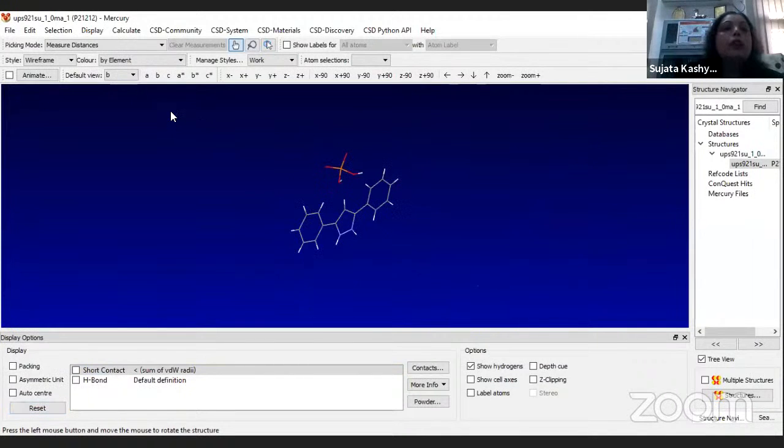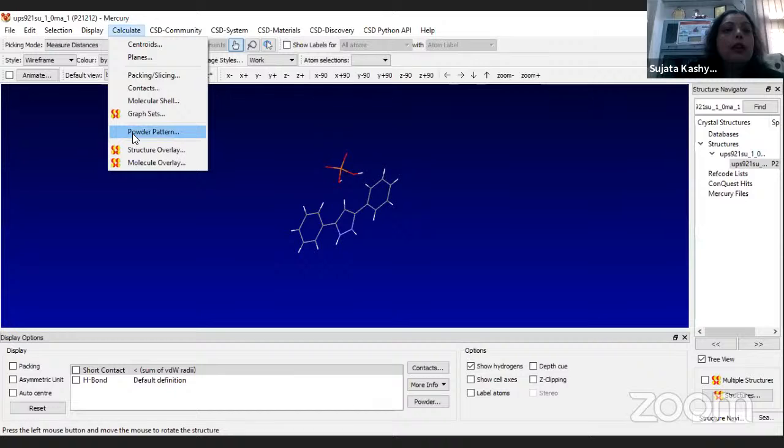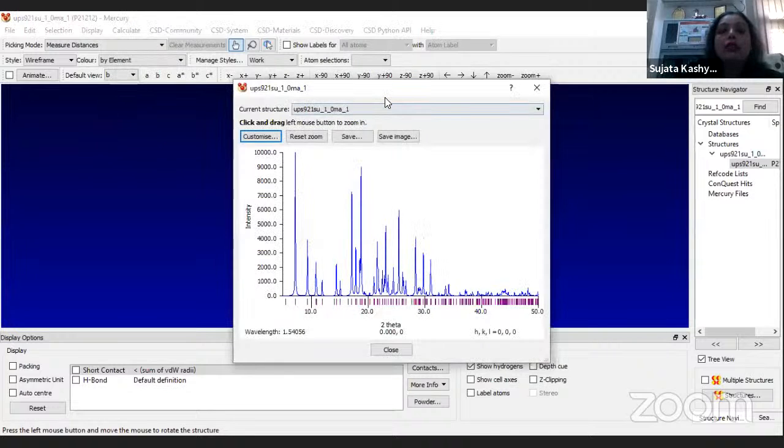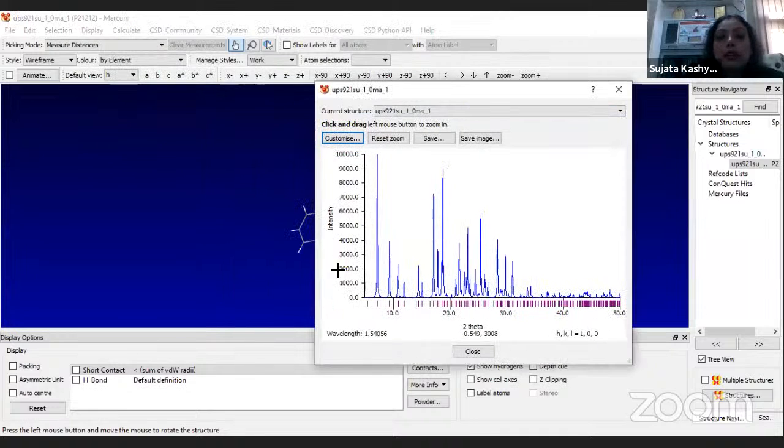Now we can also see the powder XRD pattern. We can generate or simulate. We get this simulated XRD powder pattern, and then we had collected the powder pattern for our sample experimentally. And with the comparison of these two, experimental as well as the simulated one, we can check the homogeneity of our bulk sample. So these are the applications of this software.